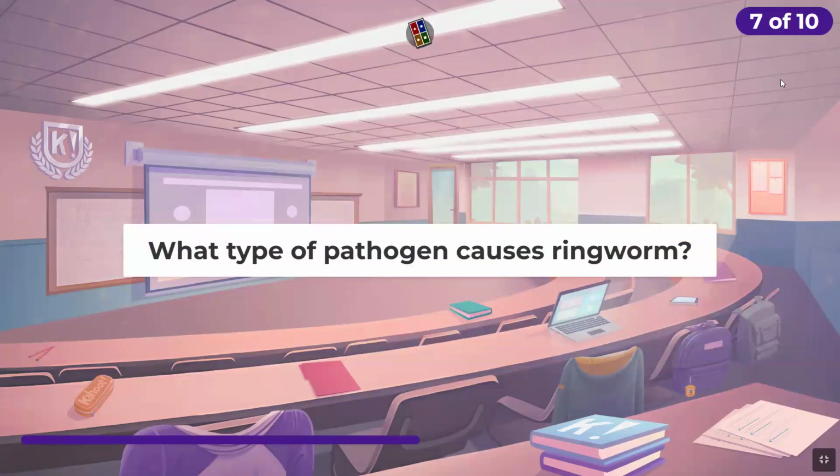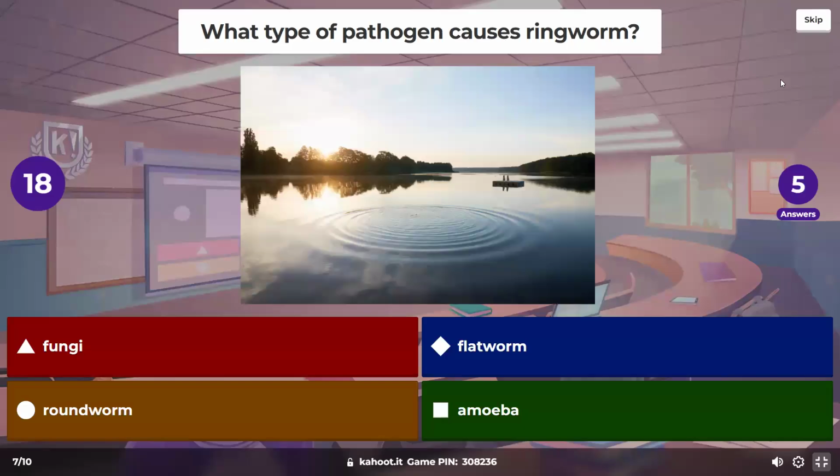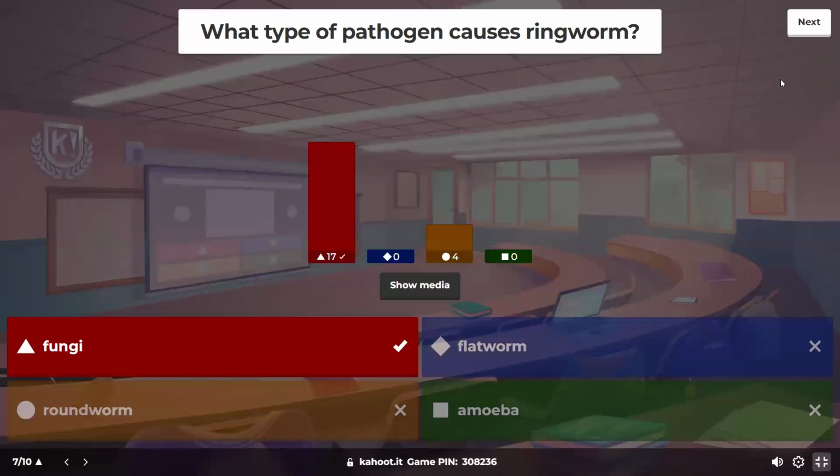Next question, what type of pathogen causes ringworm? Alrighty, so pathogens that cause ringworm are fungi, and most of us got this one, so we're pretty much aware of this. Those are called cutaneous mycoses, and the organisms that cause ringworm are called dermatophytes, but they are fungi.